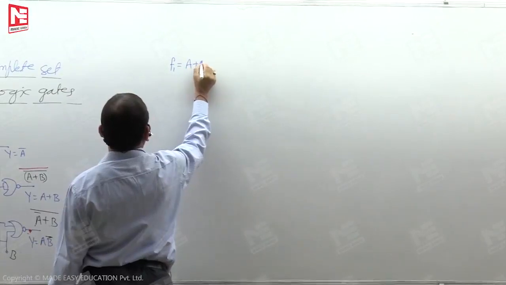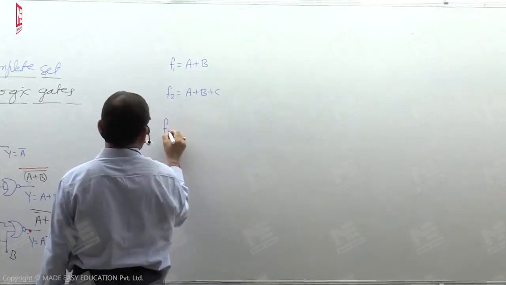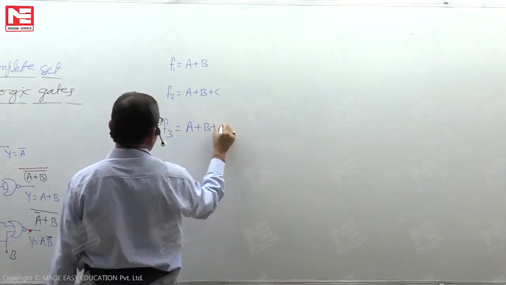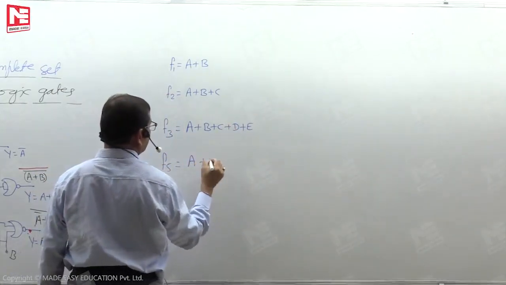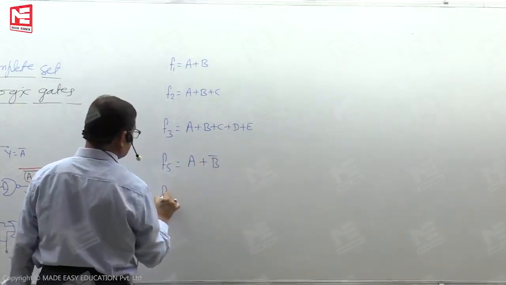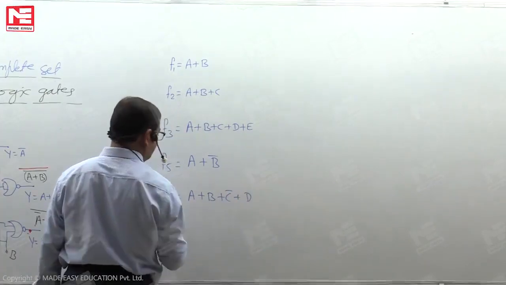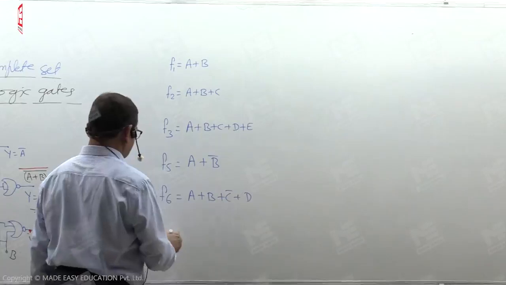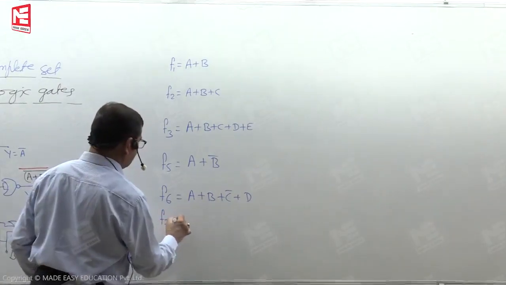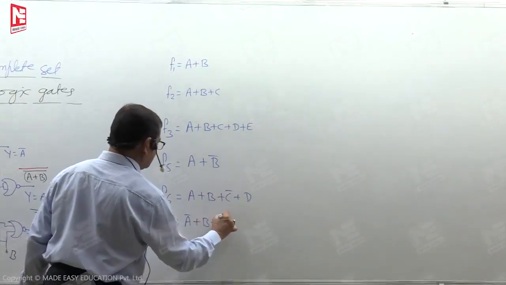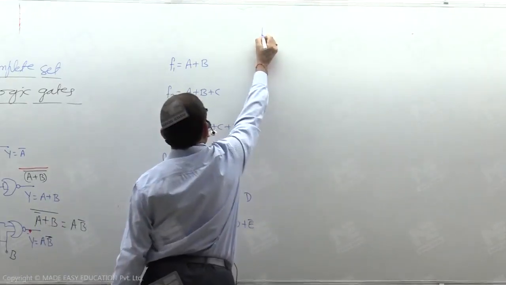So F1 let us name A or B, F2 let us name A or B or C, F3 let us name A or B or C or D or E, F5 let us name A or B complement, F6 let us name A or B or C complement or D. F7 let us name A complement or B, C complement or D or E complement. Some terms I mentioned here.